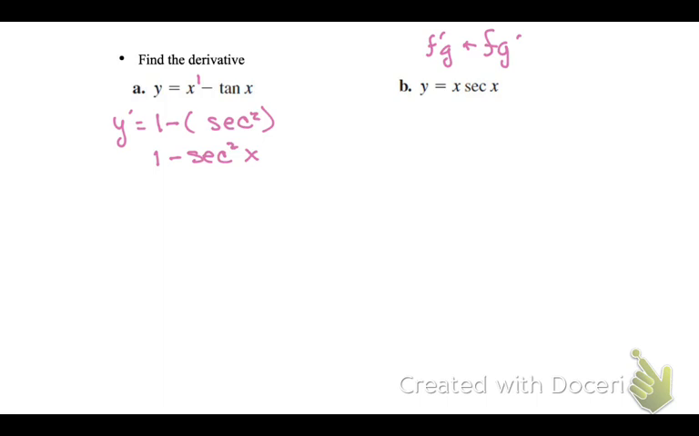Okay, yeah. So x is my first function and secant is my second, correct? Okay, so y prime. The derivative of x is 1, so derivative of the first times the second, plus the first, which would be x, times the derivative of the second. What is the derivative of secant? Secant tangent.